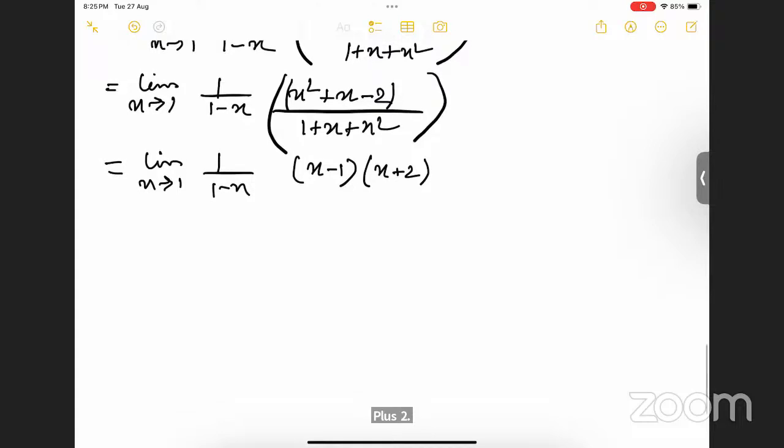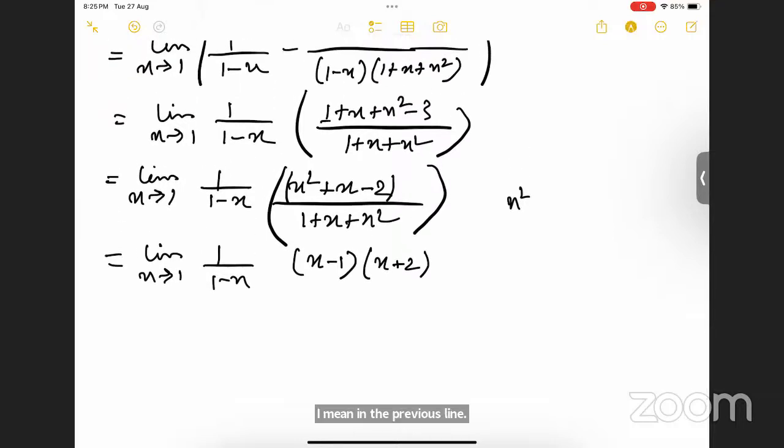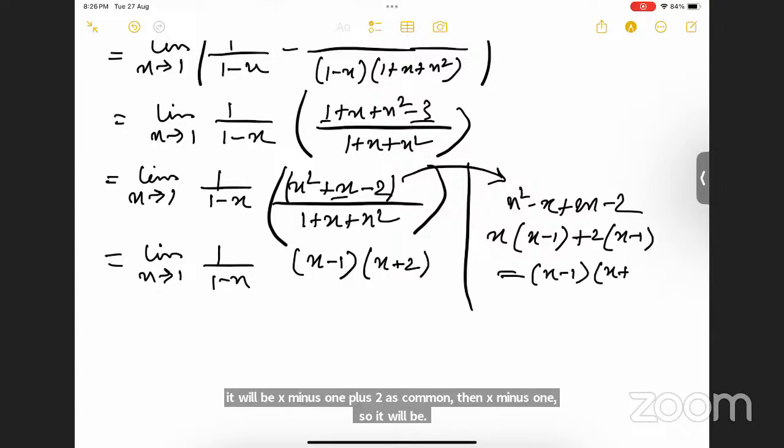Is it simply minus 3, I mean, in the previous line? Yes, so there is plus 1 minus 3, right? Sorry, that's minus. So we can arrange this term as plus 2x minus 2, right? We can rearrange this term. Then we can take x common. Then it will be x minus 1, plus 2 as common, then x minus 1. So it will be x minus 1 times x plus 2. Okay?